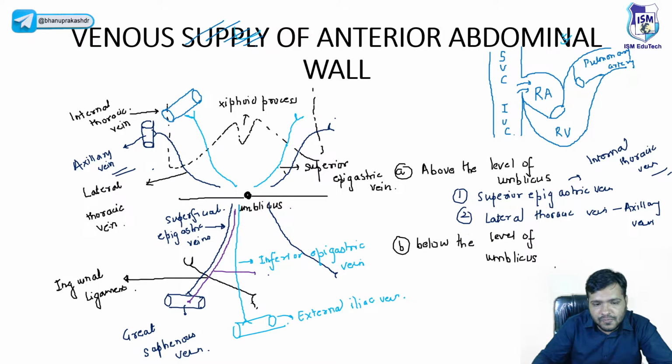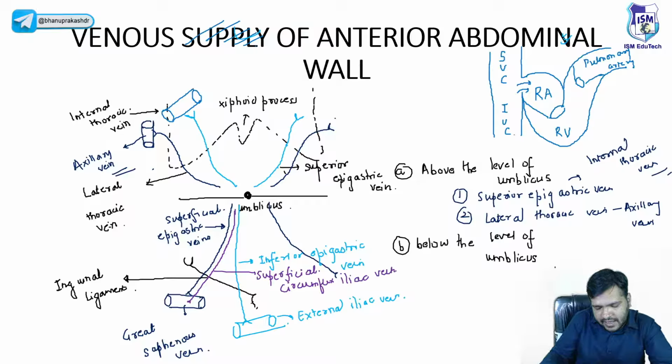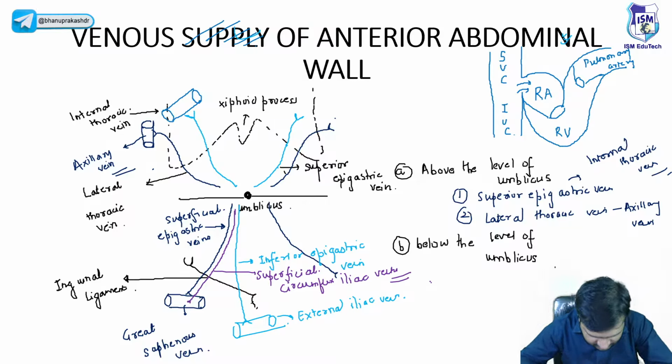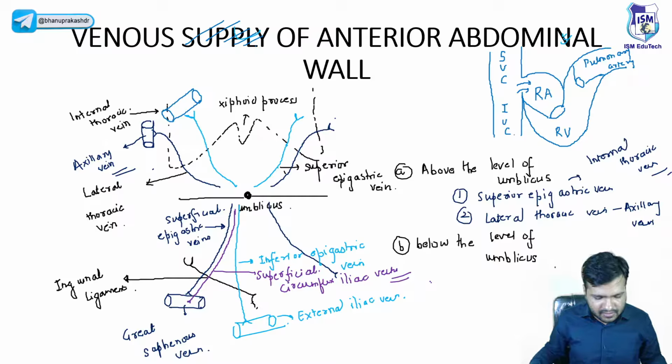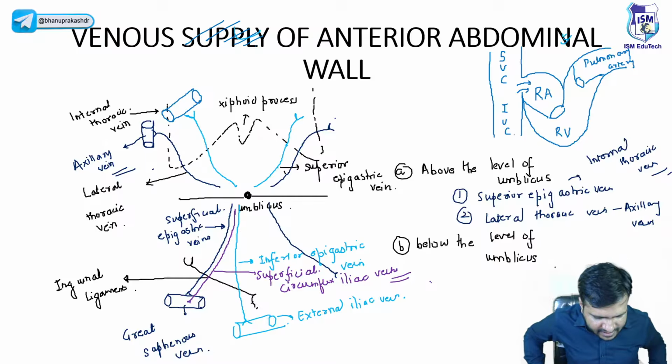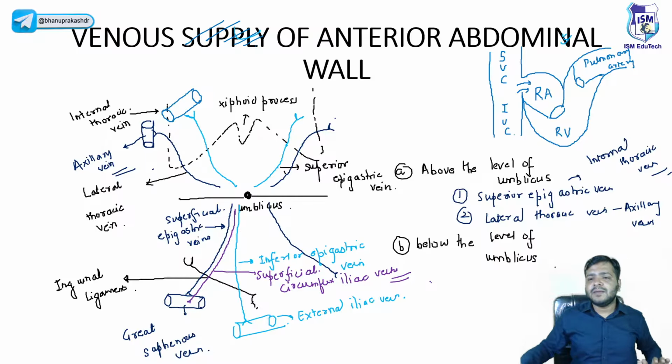Okay, so it is the superficial circumflex iliac veins. Superficial circumflex iliac veins. Yes, yes, Roy the old gamer, right. Superficial circumflex iliac veins. So ultimately below the level of the umbilicus, if you want me to write it over here, yes, you have actually three.